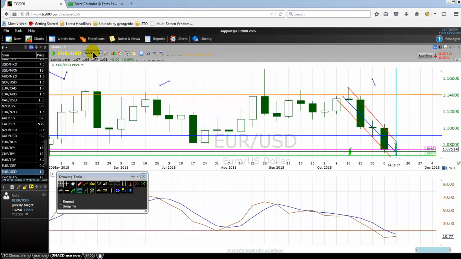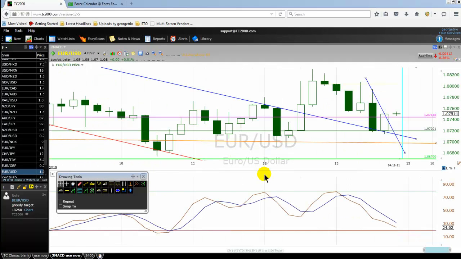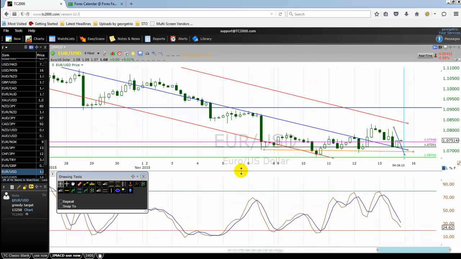So from the weekly chart, we went to the 4-hour chart looking for signal. There was no viable signal on the weekly chart except that the price breaks above the median line and retests it here.